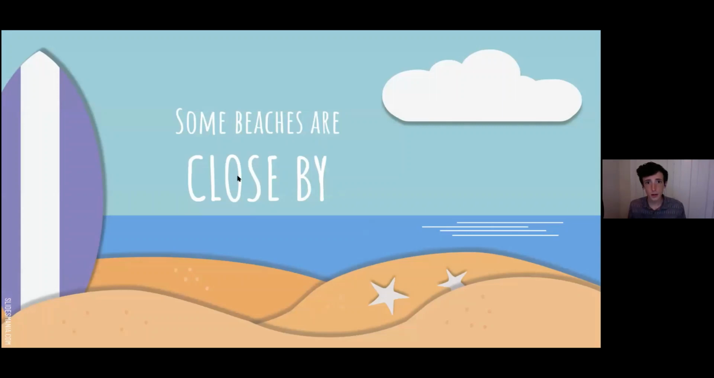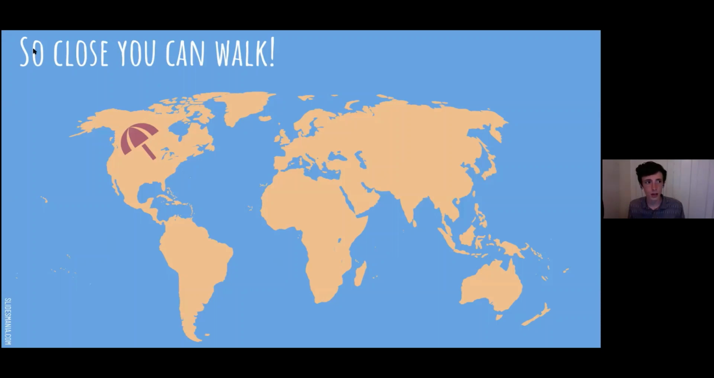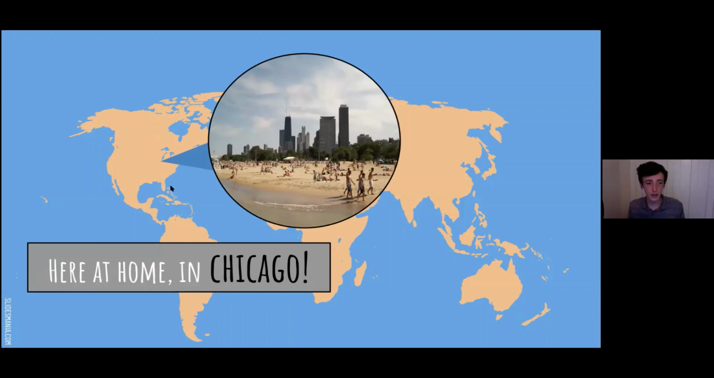Some beaches, though, are really close by. You don't always need to get in a plane and fly all the way to Australia to go to a beach, because some beaches are really close. They're so close that you can walk to them. Now, I don't know if anyone knows what's right here. This is the United States of America where you live. And there's a little state right here called Illinois, and there's a city in Illinois where you live called Chicago.